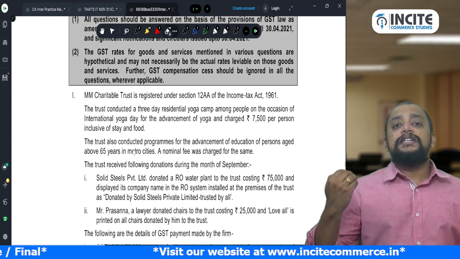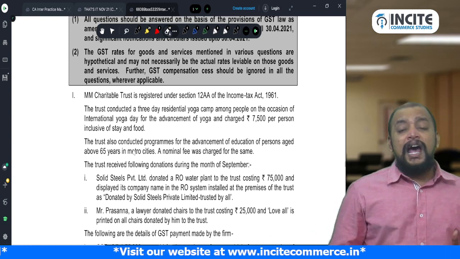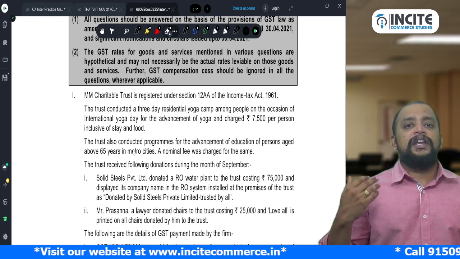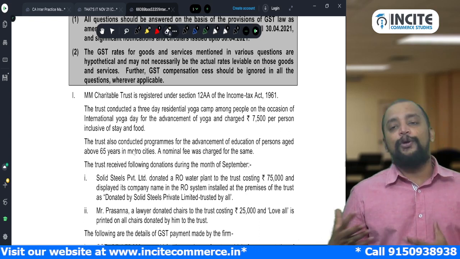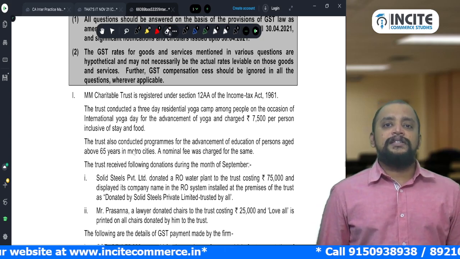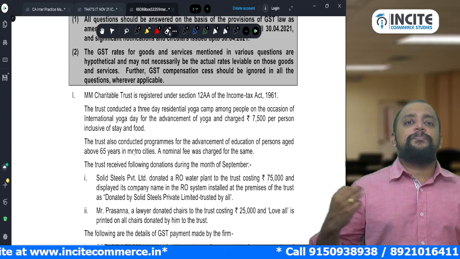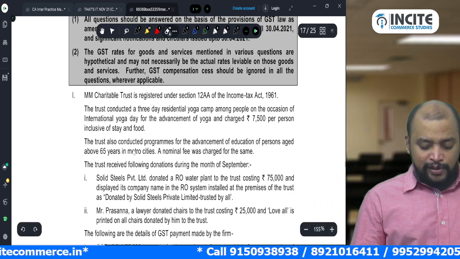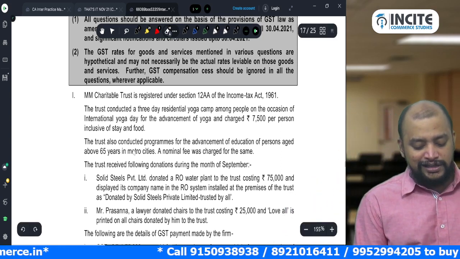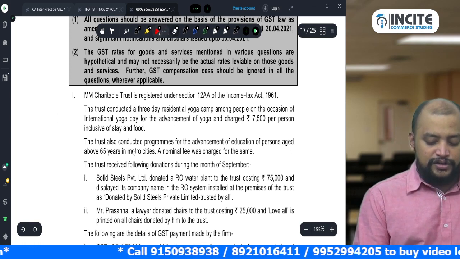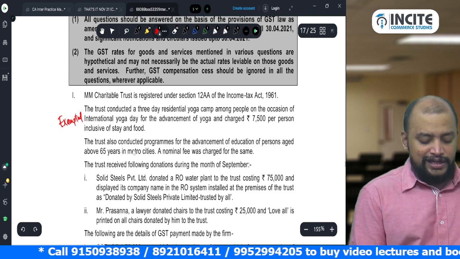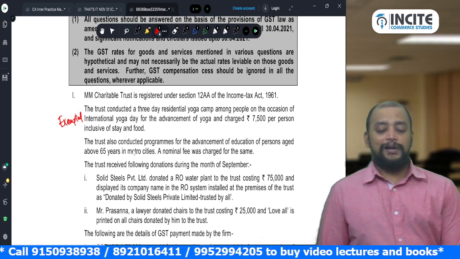And there is a CBIC circular which says that as a part of yoga, if they provide accommodation service, or any food, lodging, boarding, etc., everything is exempted, because that is part and parcel of advancement of yoga. Due to that reason, this entire amount they are charging, including for the stay and food, is exempted. So it is exempted; it is covered under charitable activities.